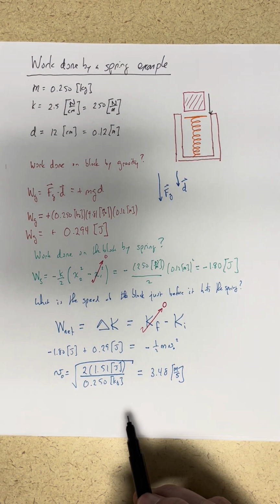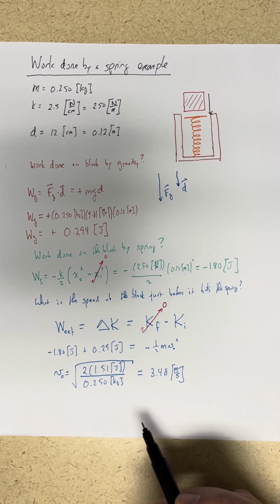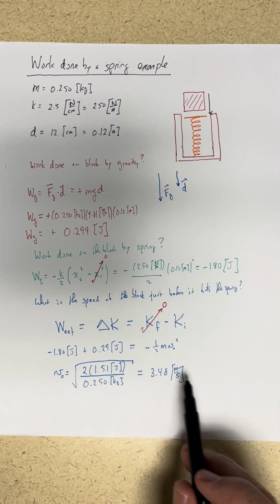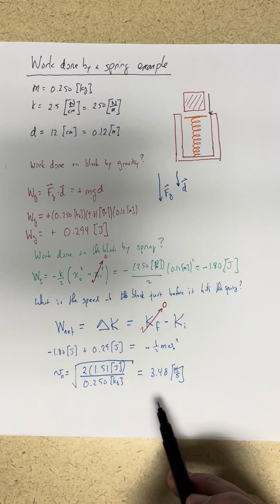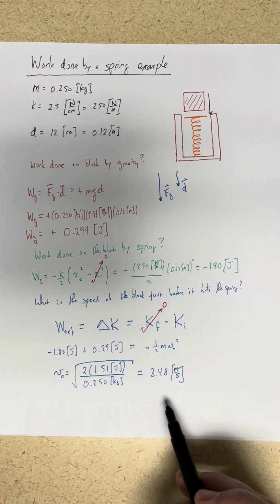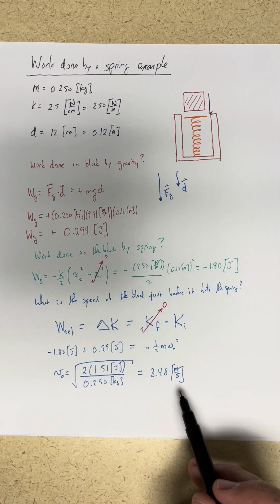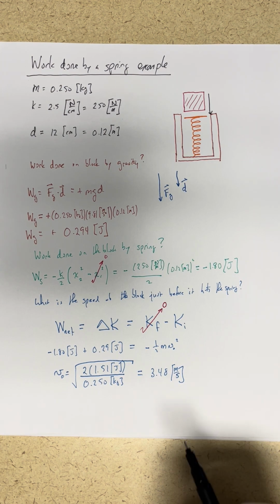Okay, now we're going to work through the harder question, which is if I double this initial speed, so that the initial kinetic energy going into the system is 4 times bigger, what is the displacement of the spring going to be?